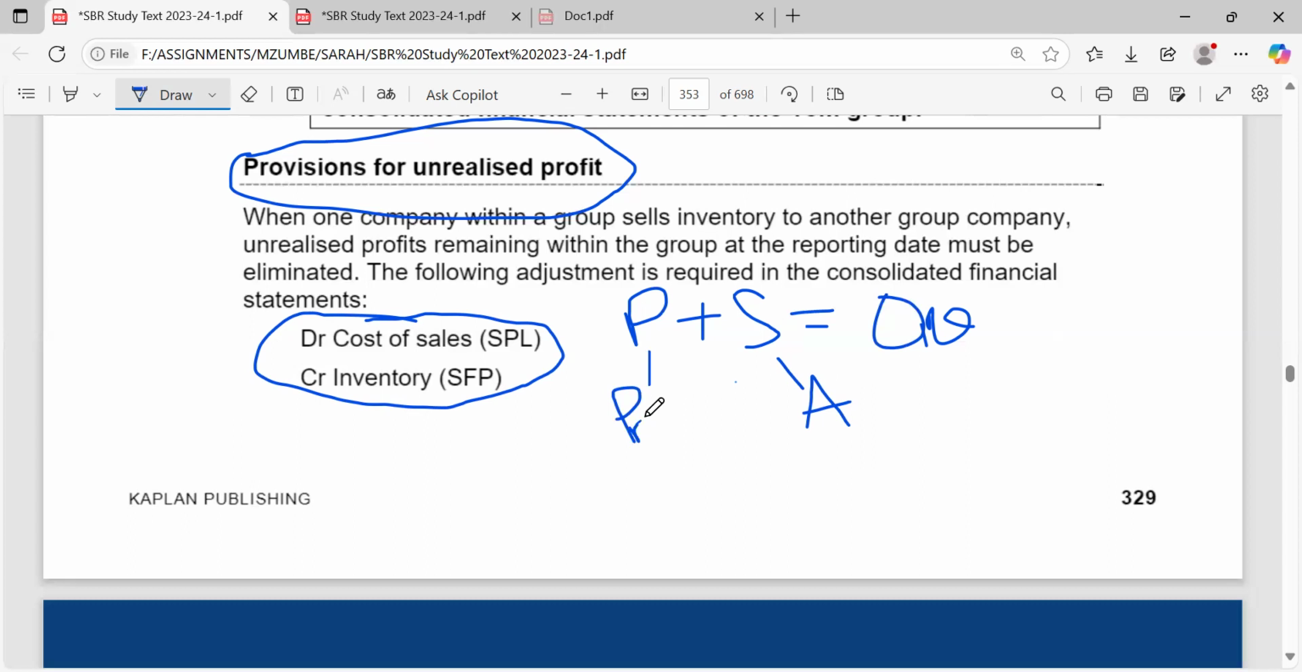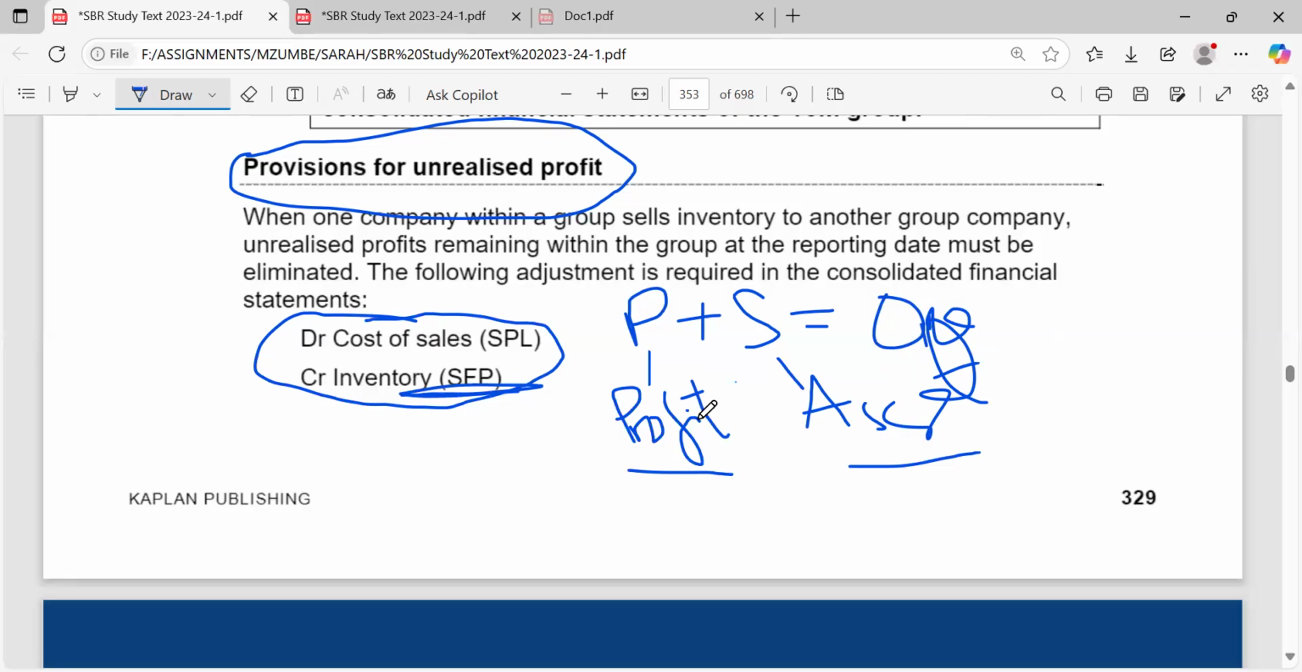So one party has the profit and one party would have the asset. That's what we mean. Our main attempt here is to remove the profit from the parent, but also remove the asset, remove this figure from the asset of a subsidiary. It could have gone the reverse way, right? So the first thing is to remove the asset. The asset is of a debit nature, so to remove the asset, it will be to credit. That's why you see credit inventory, right?